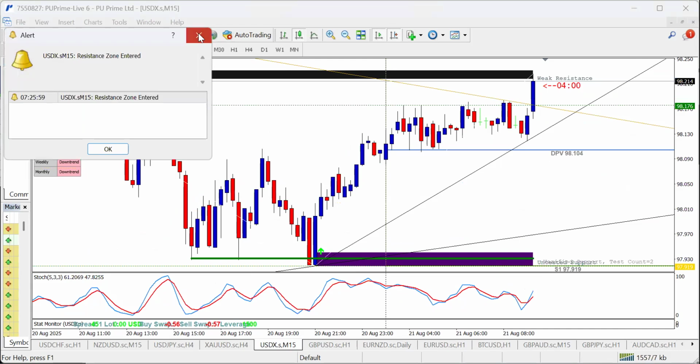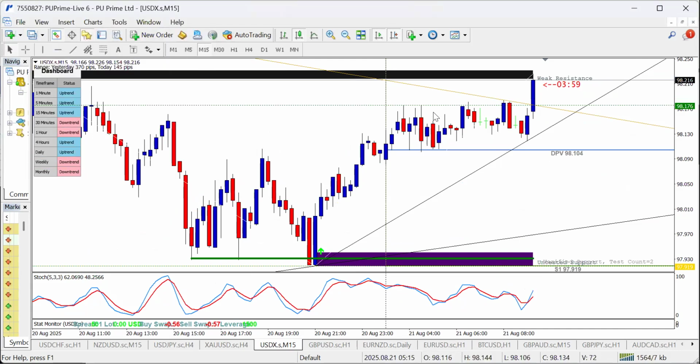And one beautiful thing about this software is that it tells you when the market enters the support level, and also tells you when the market enters the resistance zone. So this dashboard is for trend, and telling you that lower time frame trend is still bullish. We have not gotten to the higher time frame trend.